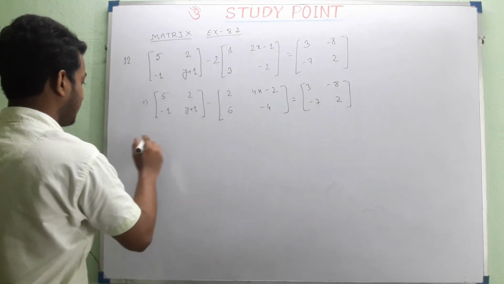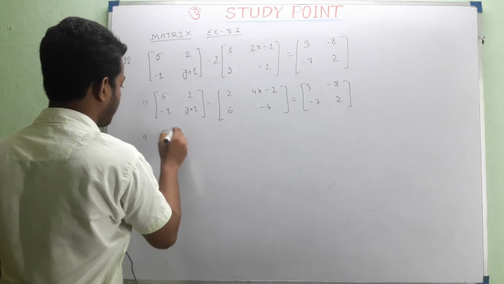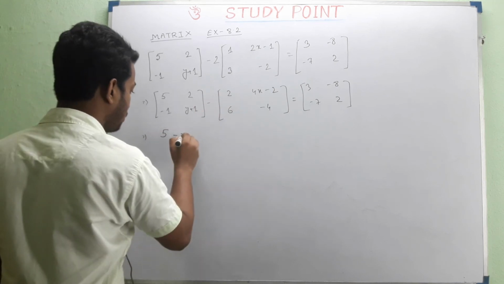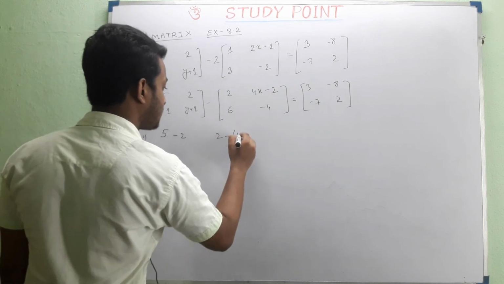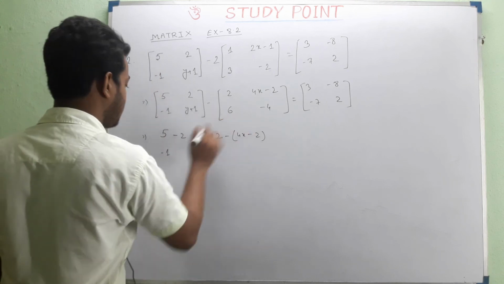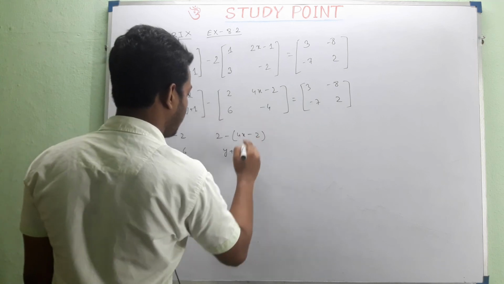Now because there is a subtraction sign, we have to subtract these two matrices. After subtraction it will be like this: 5 minus 2, 2 minus of this 4x, minus 2, 1 minus 6, y plus 1 minus of minus 4.